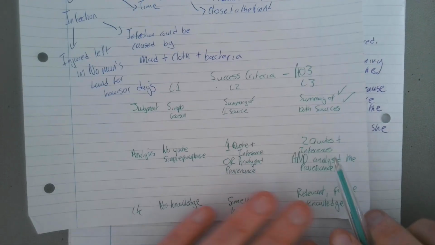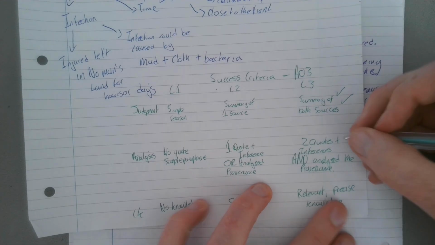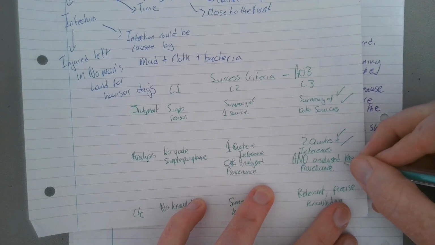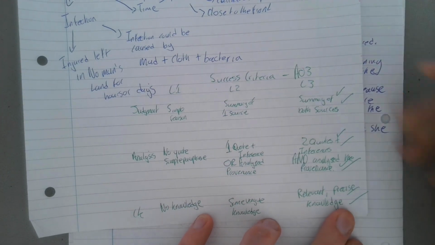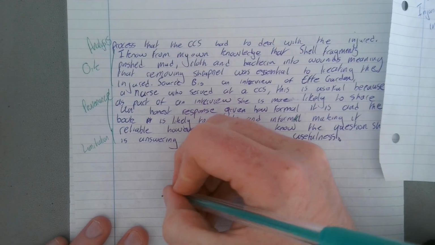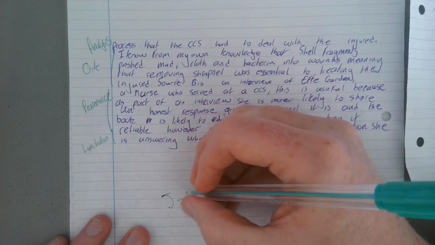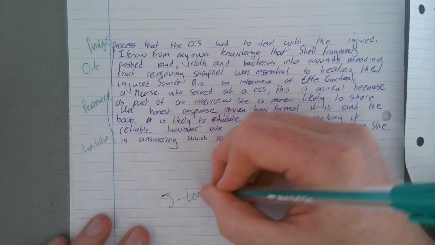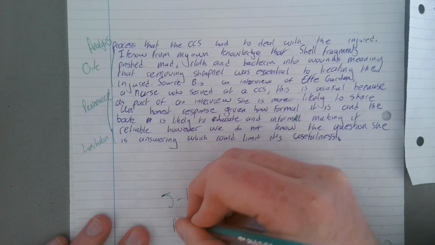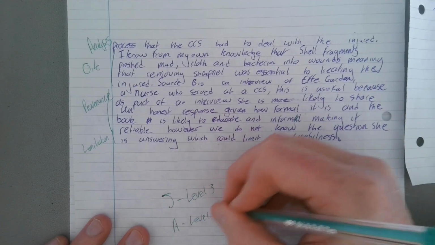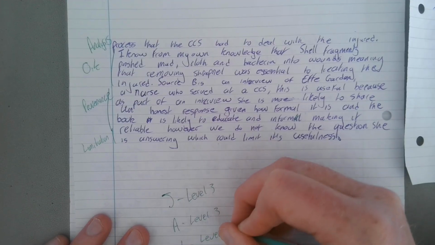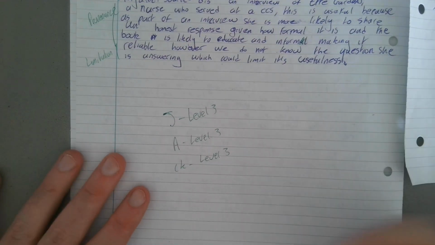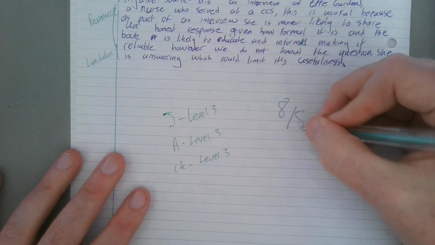Have I got 2 quotes and inferences? Absolutely. Have I analysed the provenance? Absolutely. And have I got relevant and precise knowledge? Yes, I have indeed. So in which case then, if I use JAC, so judgment, I am a level 3. Analysis, I am a level 3. And contextual knowledge, I am a level 3. Okay? Dead easy stuff. So that puts my answer there at an 8 out of 8.